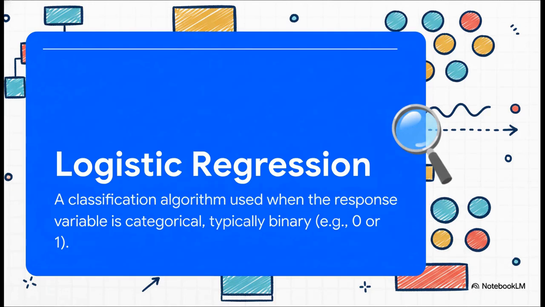All right, our first tool on the tour is Logistic Regression. Now, don't let the name regression fool you. This is a classification tool through and through. The best way to think about it is as a simple, reliable calculator that gives you a probability. Basically, a score from 0 to 1.